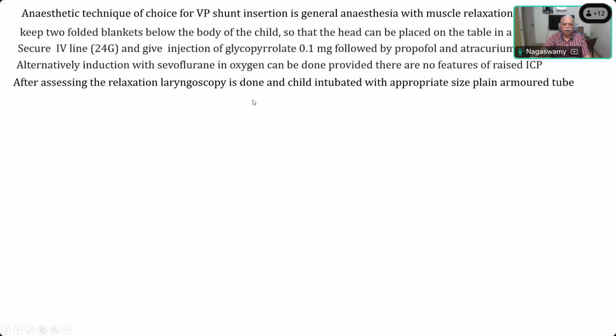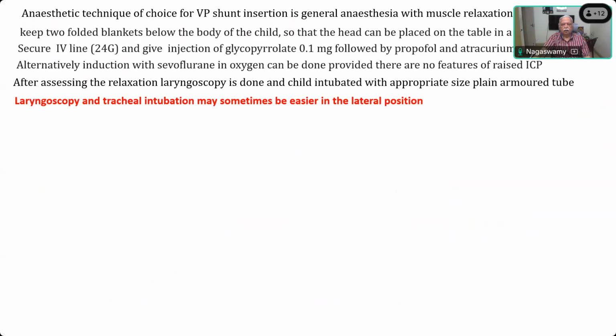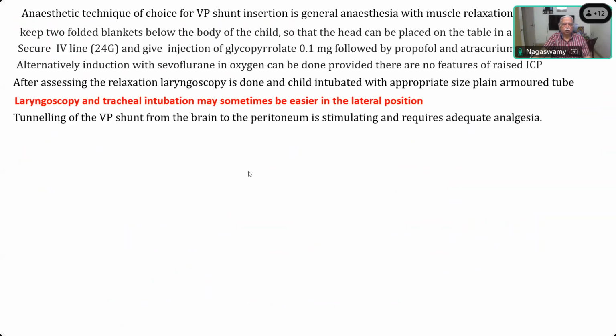And after assessing relaxation, laryngoscopy is done and child intubated with an appropriate size uncuffed armored tube. That is the tube that you have to use, because the head will be turned this way and that way. To prevent any kinking and obstruction, you must preferably use a small size armored tube which should not have any cuff. And laryngoscopy and tracheal intubation sometimes can be done in the lateral position also, with the baby turned entirely right lateral. That may be the easiest position to do.